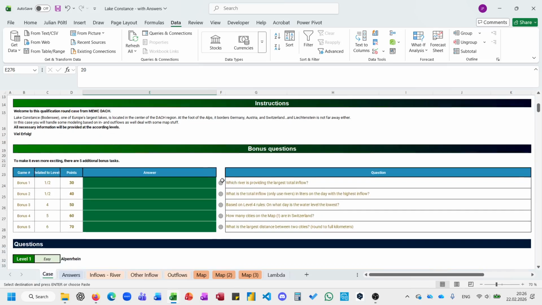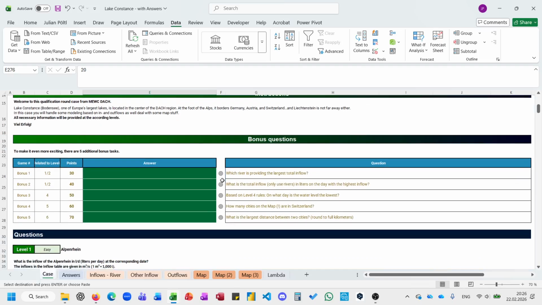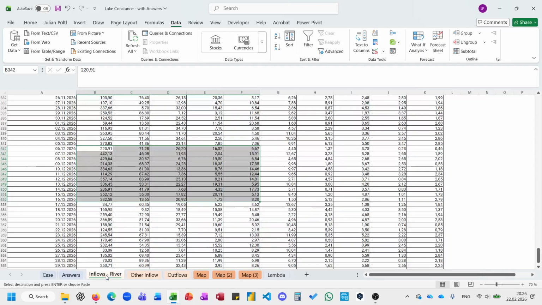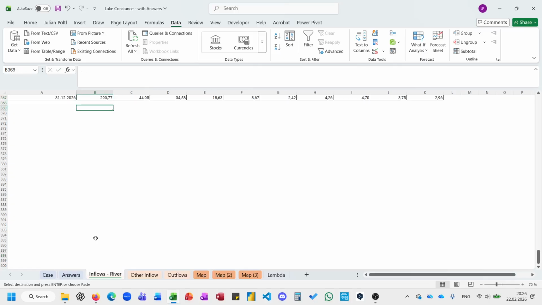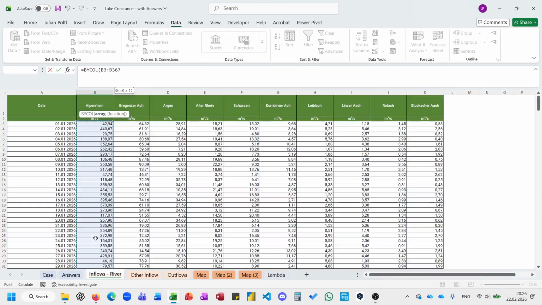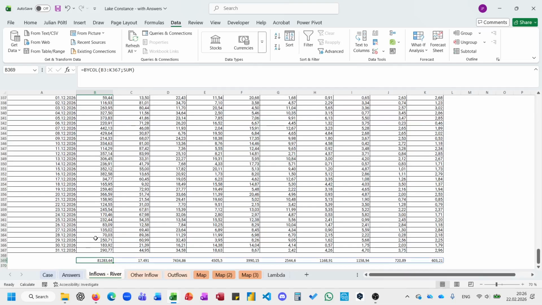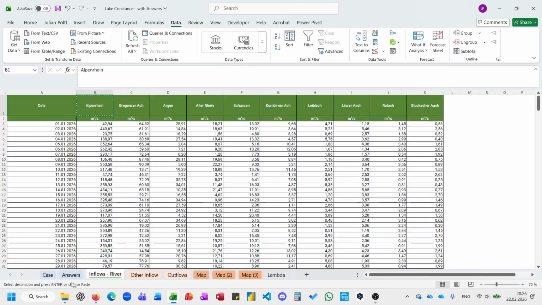Now, bonus question, which river is providing the largest inflow? So basically by column of this and sum, and you then can quickly see here, oh, the maximum is here, and it is the Alpenrhein.